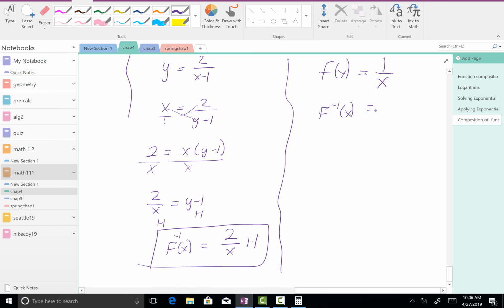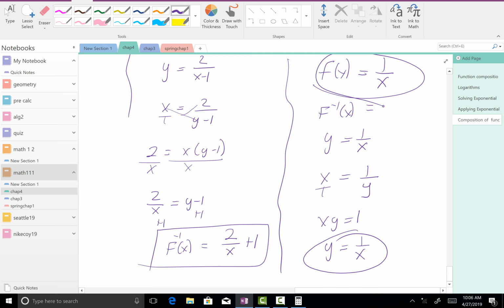So we want to find the inverse of 1 over x. So we'll set it equal to y. Switch the x's and y's. Little cross multiply. Solve for y. Turns out they're the same thing. Okay, kind of weird. So the inverse of 1 over x is just 1 over x. All right, kind of different. That's how that one works.